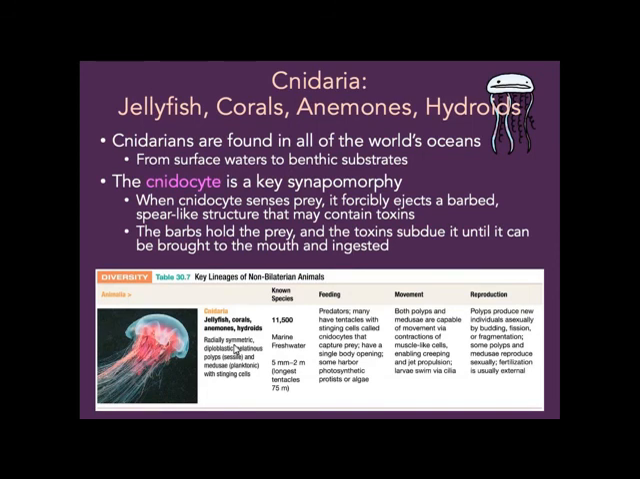It sits all coiled up until something touches it, and then it will shoot the little barb into your skin, right? And so the barb holds onto the prey, and then the toxins subdue it until it can be ingested. So the goal of the poison in the barb is to be able to catch little fish and things like that. But it hurts if it touches you, right? For a lot, depending on the toxin. So if you get stung by a jellyfish, it hurts you.